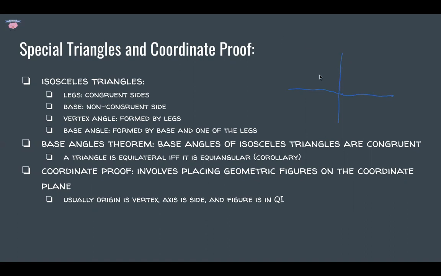So let's say we're given these 2 points. This is not exactly coordinate proof because it's not proving a theorem. It's just proving the distance formula. And this doesn't really have the origin as the vertex and axis as a side and the figure in Q1, because the distance formula is applied to any 2 points. So let's say we're given these 2 points, worst case scenario, and we want to find the distance between them. We can create a right triangle.